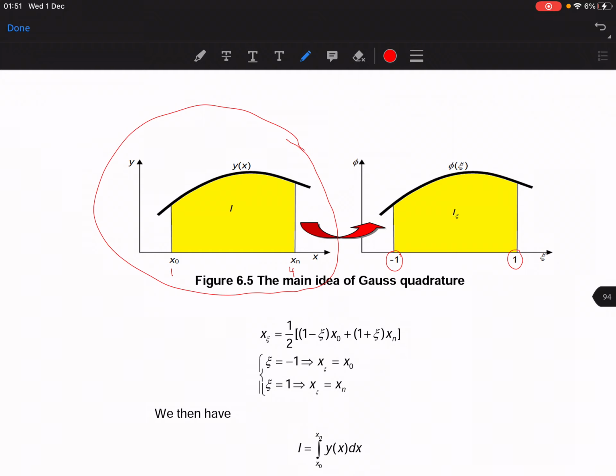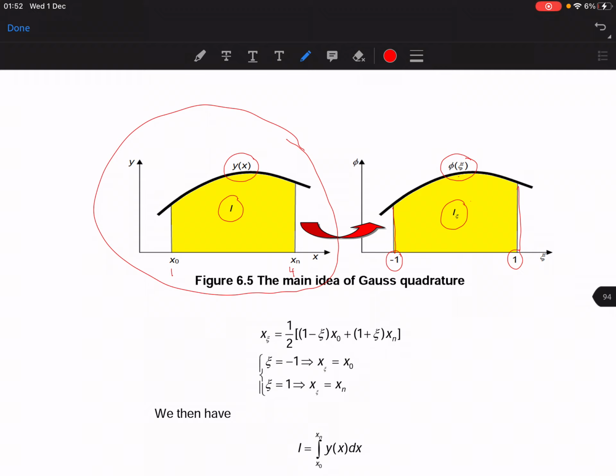so if let's say this is the y-axis, after we change it to dimensionless coordinate, the curve will become phi zeta. And if let's say this is the phi zeta, so the area under the curve here, from I, it will become I zeta.